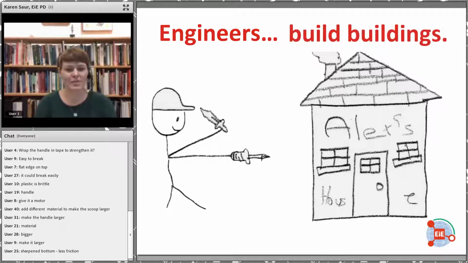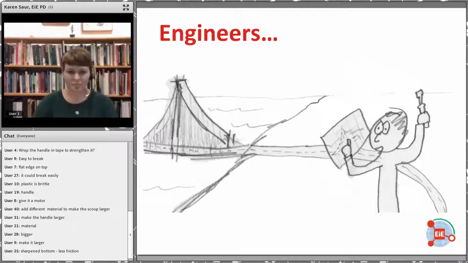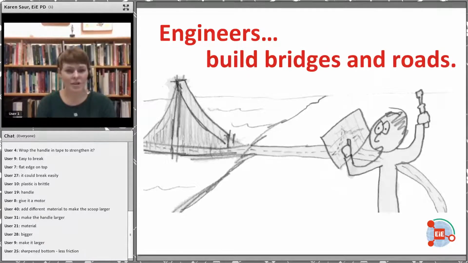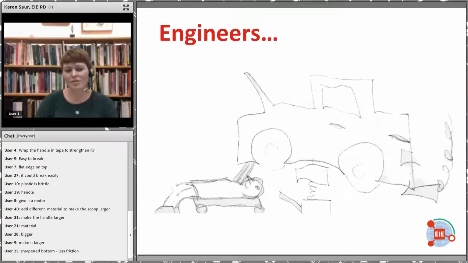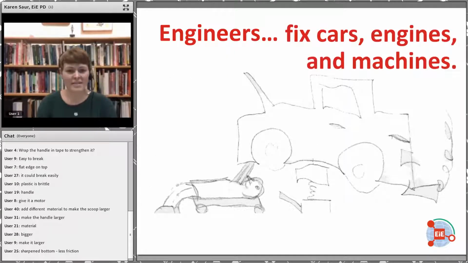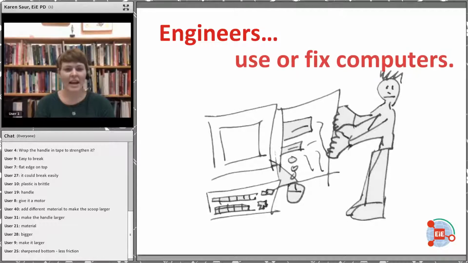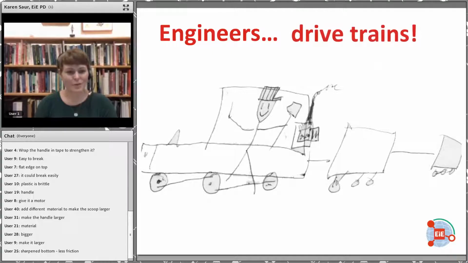So in this case, this student feels that engineers build buildings, and you can see this is Alex's house, and that might be Alex there building it with a saw and a screwdriver. In this image, we have an engineer building bridges and roads. This engineer also is holding a screwdriver, but is looking at some blueprints or some plans for that bridge. Engineers fix cars, engines, and machines. Well, it looks like in this case, this drawing, this person is actually fixing the engine of the car. So this was another example of what students think. Engineers use or fix computers. And engineers drive trains.